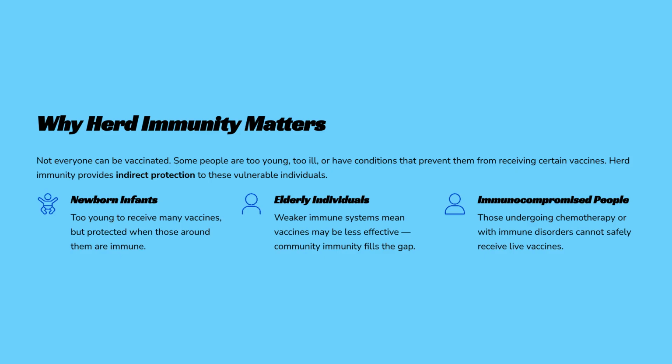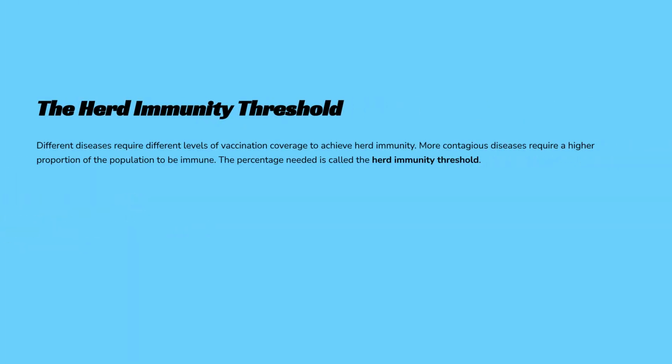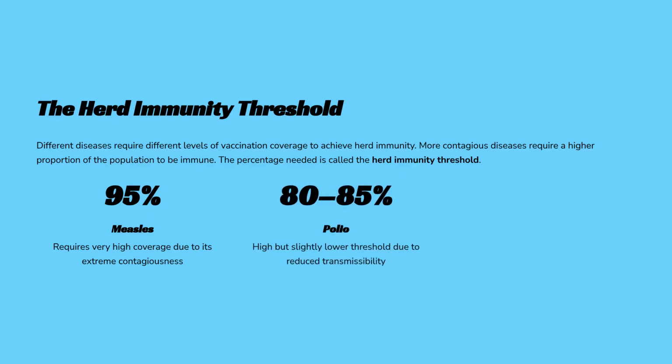Herd immunity is vital because some individuals, such as newborn infants, the elderly, or those who are immunocompromised, cannot be vaccinated. They rely on the indirect protection provided by an immune community. The herd immunity threshold varies by disease. More contagious illnesses, like measles, require very high vaccination coverage, around 95%, compared to polio or COVID-19, which have different requirements.